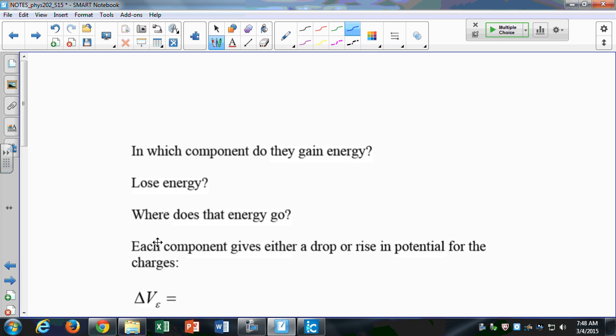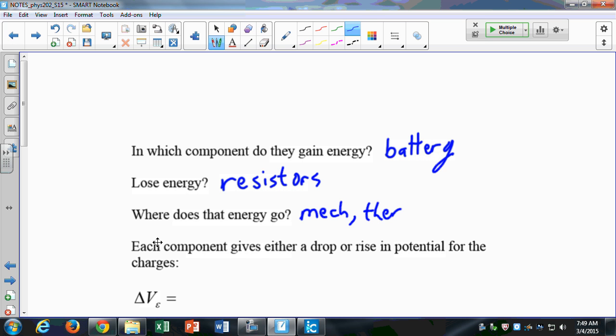All right, so electrons gain energy in the battery, and they lose energy in the resistors. And that energy goes into whatever it is that the circuit is doing. It can go into mechanical energy, like it can be used to spin a motor, or thermal energy. It can also go into chemical energy, like if you're recharging a battery, you can convert that electrical energy, or that potential that's lost in the resistors, can actually go into recharging a battery. We'll see that a little bit later.